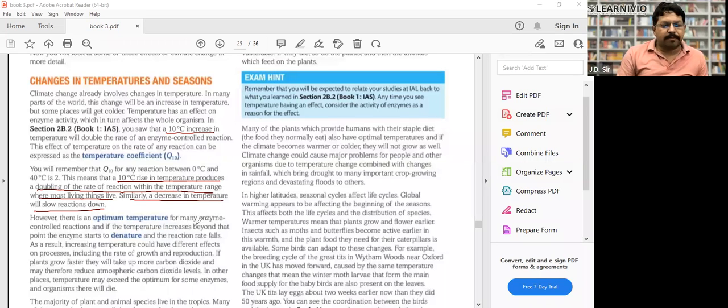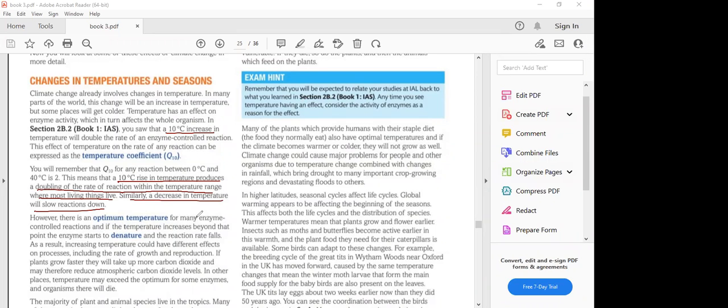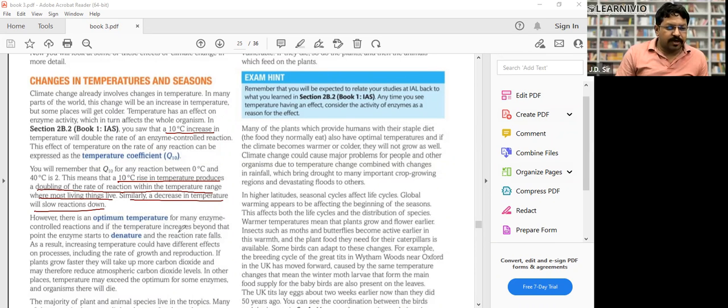However, there is an optimum temperature. You know, the optimum temperature is the body temperature at which the enzymes work for every organ. If the temperature increases beyond that point, the enzyme will start to denature. Why? Because enzymes are made up of protein, and protein starts melting or denaturing after a particular temperature. So if the temperature increases more, the enzymes will start denaturing, meaning they will stop working, and the reaction rate falls.